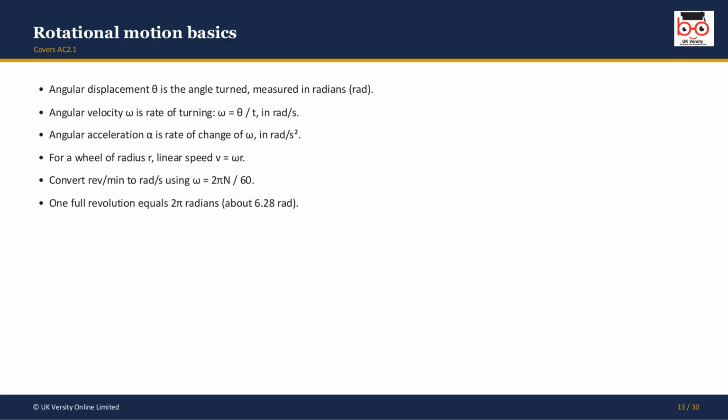Let's set the stage for rotation. Instead of distance, we talk about angular displacement, theta, the angle turned, measured in radians. Angular velocity, omega, is the rate of turning in radians per second, and angular acceleration, alpha, is how quickly that rate changes. For a wheel of radius r, the linear speed at the rim is omega times r. If you're given revolutions per minute, you convert to radians per second using omega equals 2 pi n over 60. And it helps to remember that one full turn is 2 pi radians, roughly 6.28.